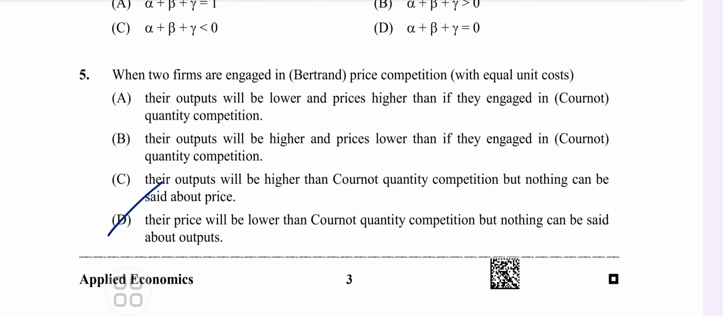In Bertrand price competition with equal unit cost, the firms will compete by setting price rather than quantity. This leads to a situation where each firm will try to undercut the other by lowering its price. The result is often a race to the bottom. Given this context, the correct answer is D. Why? Because their price will be lower than Cournot quantity competition, but nothing can be said about output. In Bertrand competition, firms will typically set prices close to marginal cost, resulting in a lower price compared to Cournot quantity competition, where firms set quantity and achieve a higher price equilibrium. However, without specific information about demand, we cannot make a specific statement about output, right? So this is the answer with respect to that one.